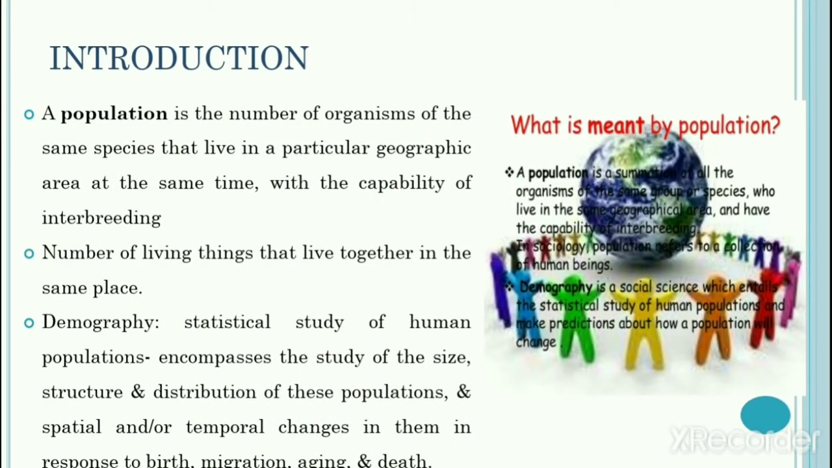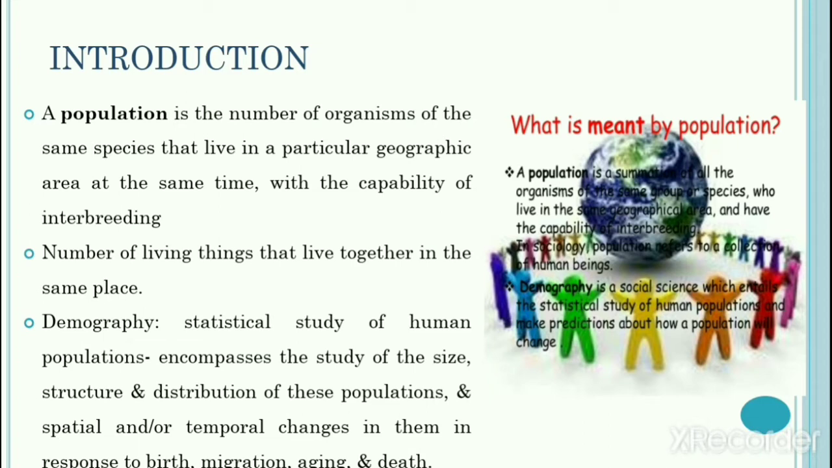A population is the number of organisms of the same species that live in a particular geographic area at the same time with the capability of interbreeding. This is the definition in biological terms. Simply, you can say population is the number of living things that exist together in the same place.